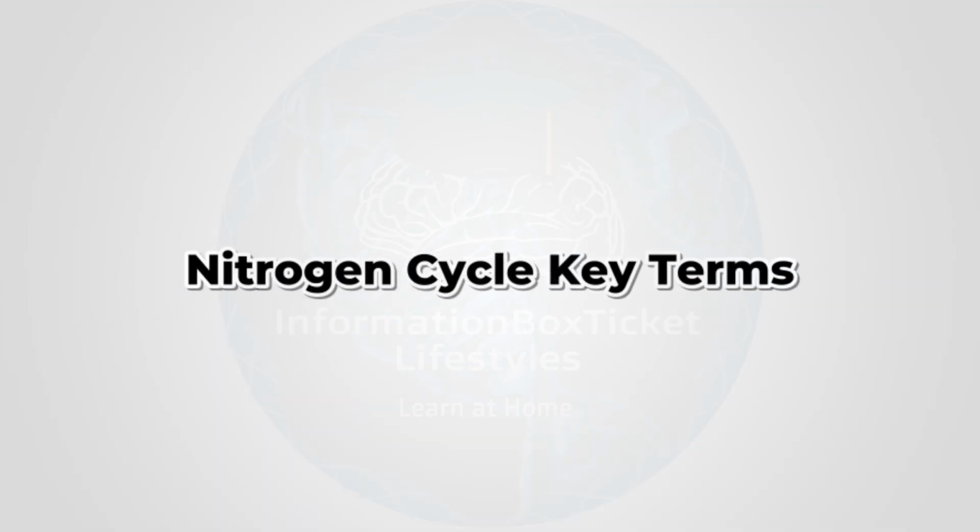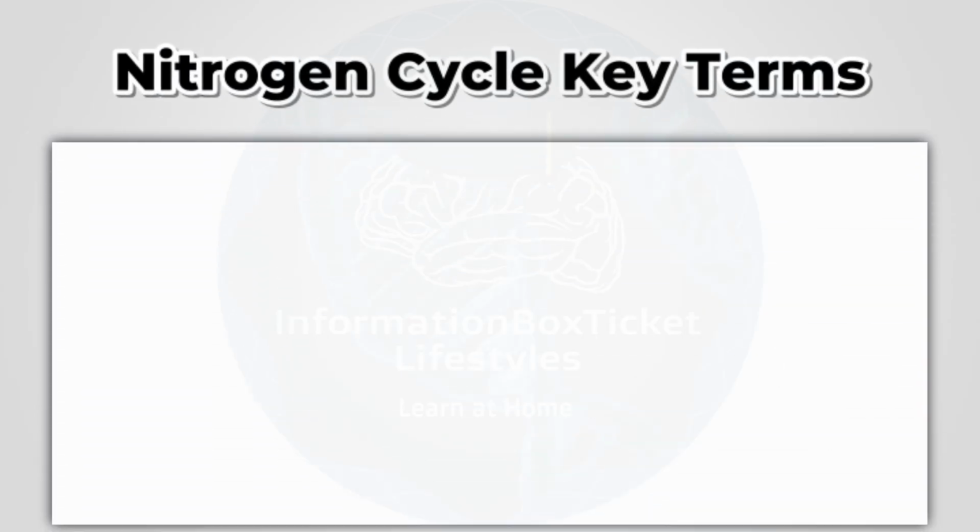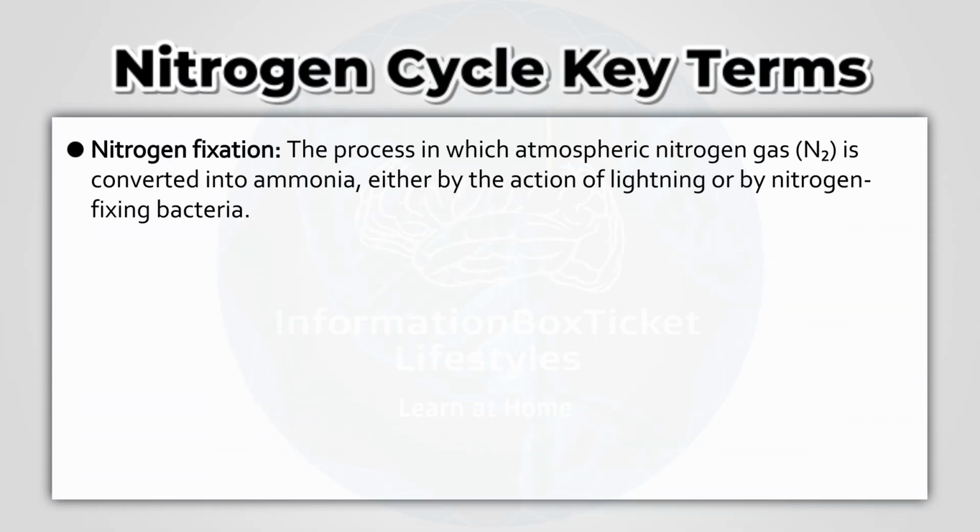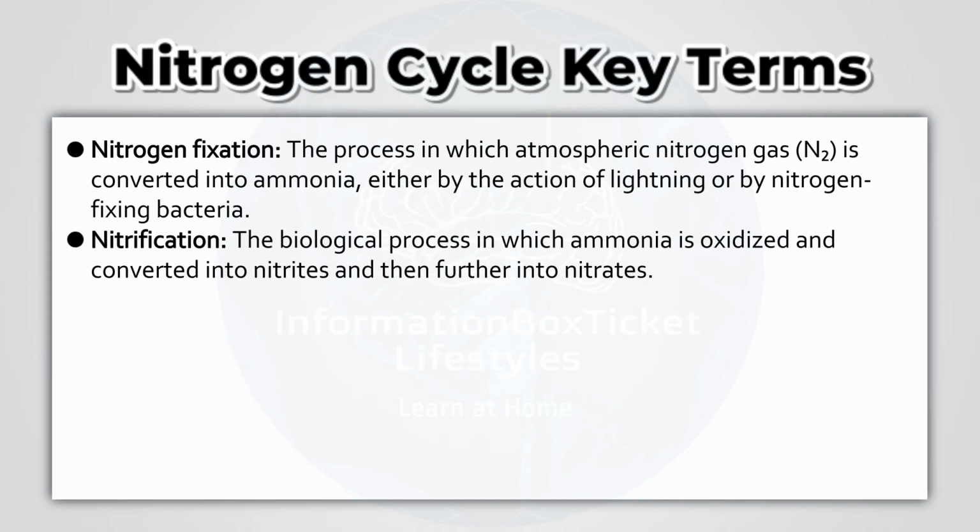Nitrogen cycle key terms. Nitrogen fixation, the process in which atmospheric nitrogen gas, N2, is converted into ammonia, either by the action of lightning or by nitrogen-fixing bacteria. Nitrification, the biological process in which ammonia is oxidized and converted into nitrites, and then further into nitrates.